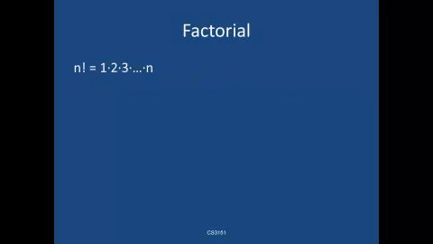Let's look at another example. It's a standard example you will find in virtually every textbook. That is a calculation of factorial. The factorial of a natural number n is basically the product of the numbers 1 to n. For example, 3 factorial is equal to 1 times 2 times 3, which is 6. 4 factorial is 1 times 2 times 3 times 4, which is equal to 24. 1 factorial is equal to 1.